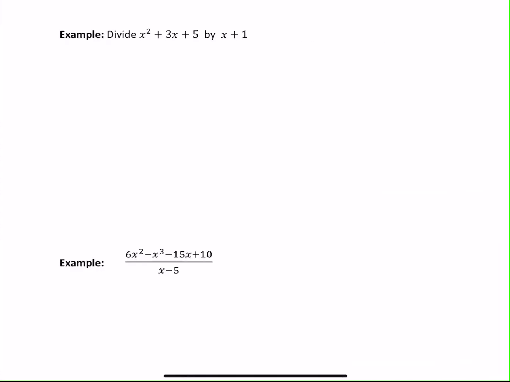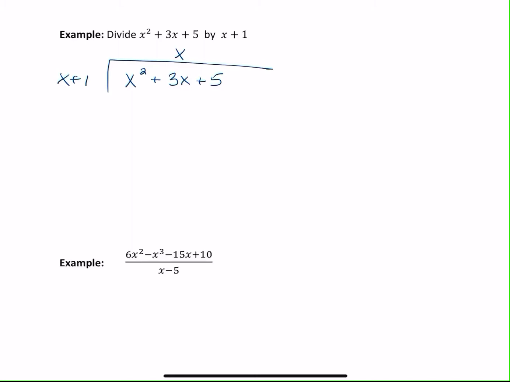Okay, let's look at another example. We've got x squared plus 3x plus 5 divided by x plus 1. Again, we're in descending order. There's no missing terms. So we're going to have, what do I multiply x by to get x squared? It's going to be an x.